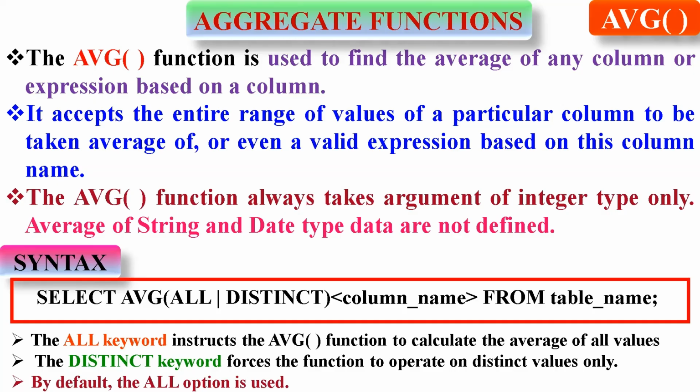The syntax is select average of all or distinct of column underscore name from table underscore name semicolon. The all keyword instructs the average function to calculate the average of all values while the distinct keyword forces the function to operate on distinct values only. Duplicate values are not included. By default, the all option is used.